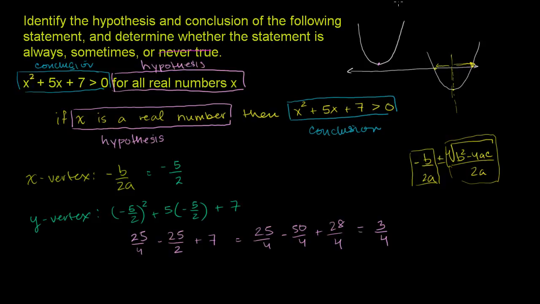So the parabola will look something like this, where the y value is 3/4 for the vertex. The x value we just saw is negative 5 halves. And because the minimum point of this upward opening parabola is a positive number, the minimum y value is a positive number, it's always going to have values at that level or above it. So this is true for if x is a real number, then it is true. It is always true that x squared plus 5x plus 7 is greater than 0.